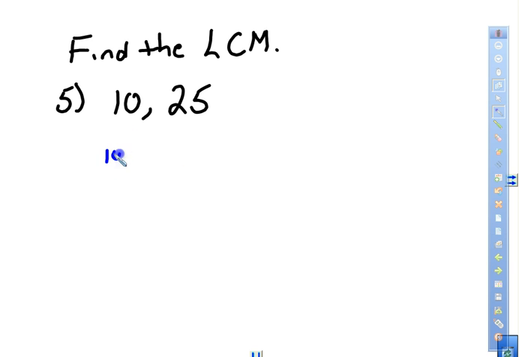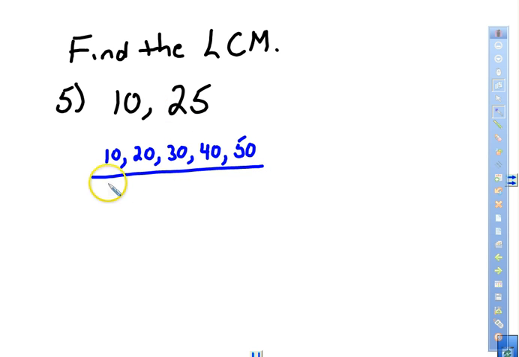Well, the first thing you need to do is write the multiples of 20. So we're going to count by tens. Okay? And now we're going to compare to 25, and we're going to count by 25s.